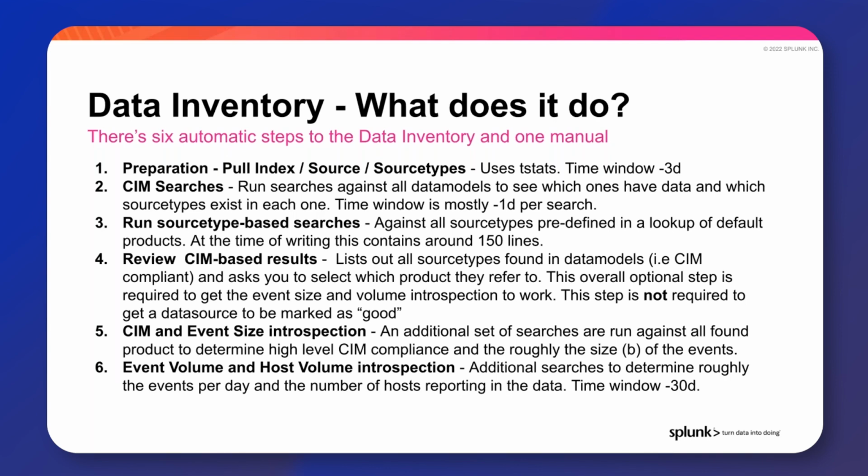It lists out all of the source types found in data models, which would then make them CIM compliant. And then it'll ask you to select which product they refer to, which could be multiple. You might have multiple different products for the same source type, or for similar source types. It's an optional step because it's completely based on whether you're looking at SIM compliance, whether you're at that level in your maturity yet. Finally, in the last two points, we've got the CIM and event size introspection and the event volume and host volume introspection, so looking at data volumes.